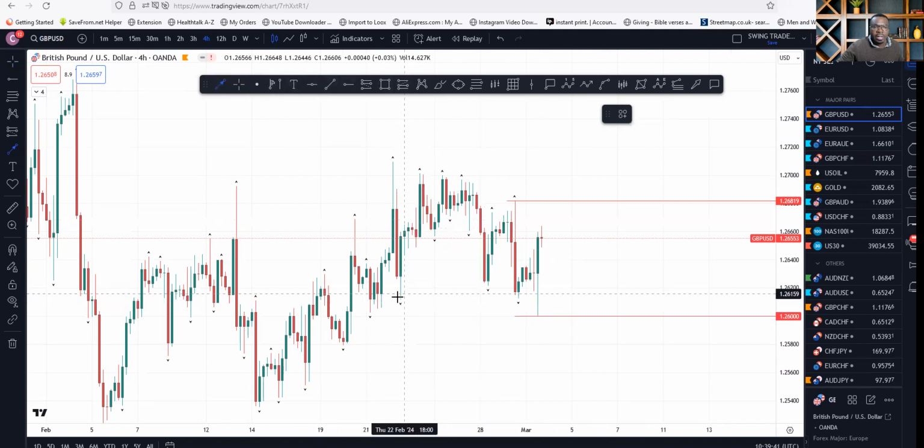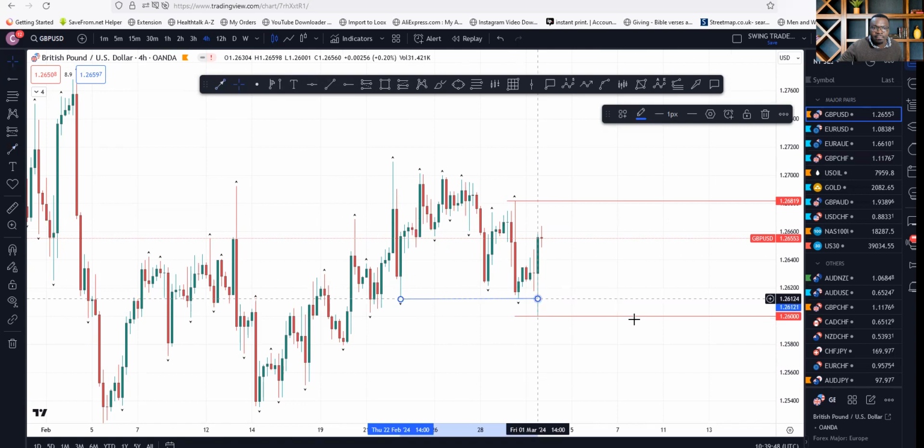So for us, we are looking at a non-follow through to the upside. So we're still looking at a buy market here. So it's telling us that opportunity to buy the market is present.